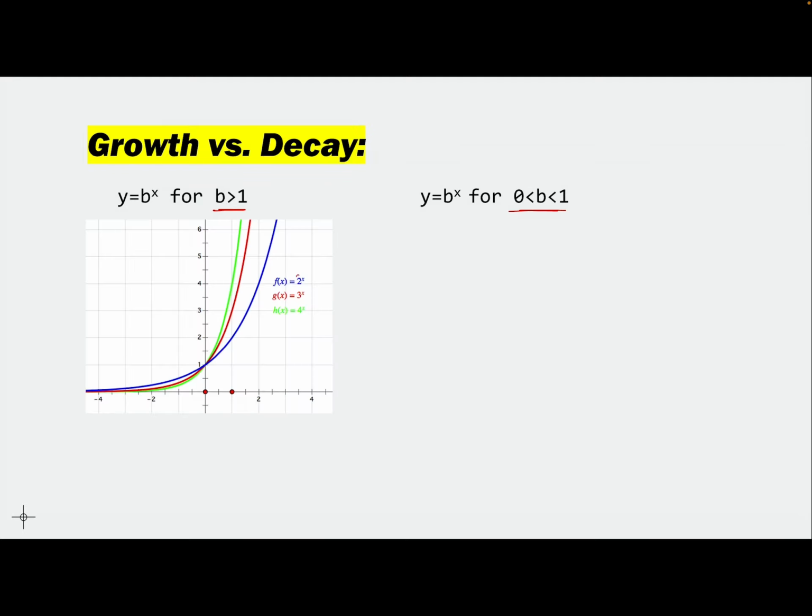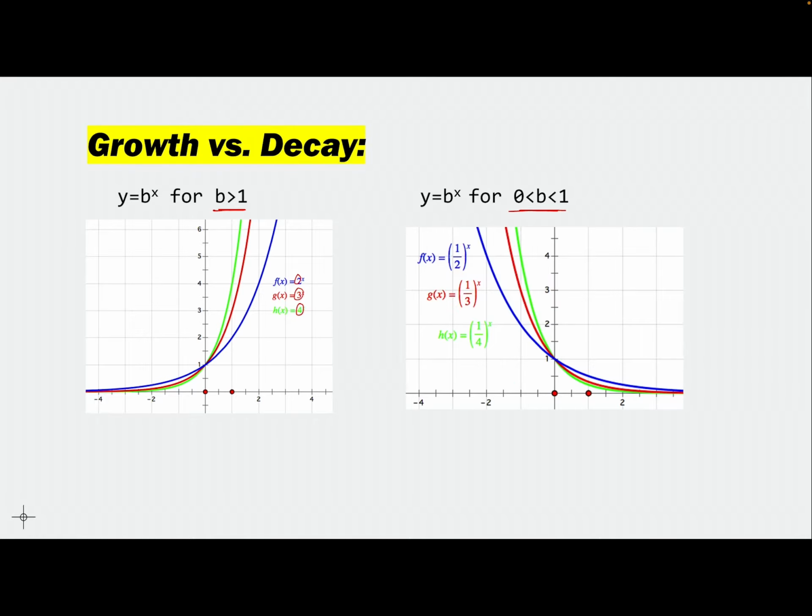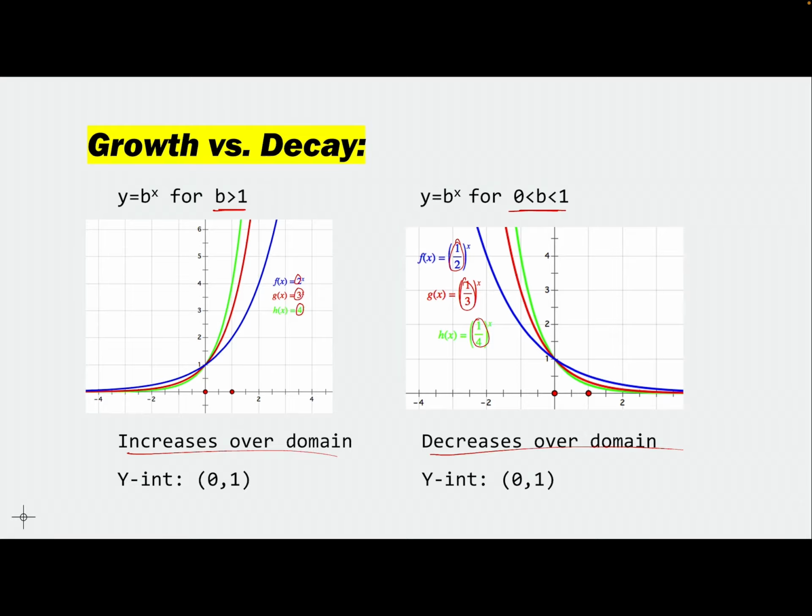So you can see here as the base increases on these functions, the function will actually grow more rapidly. For decay, as the base gets smaller, the functions decrease more quickly as well. We say that the growth one increases over the domain because it's an exponential growth function, and this one decreases over the domain because it's exponential decay. They both have y-intercepts at 1 because anything raised to the exponent 0 is just 1.